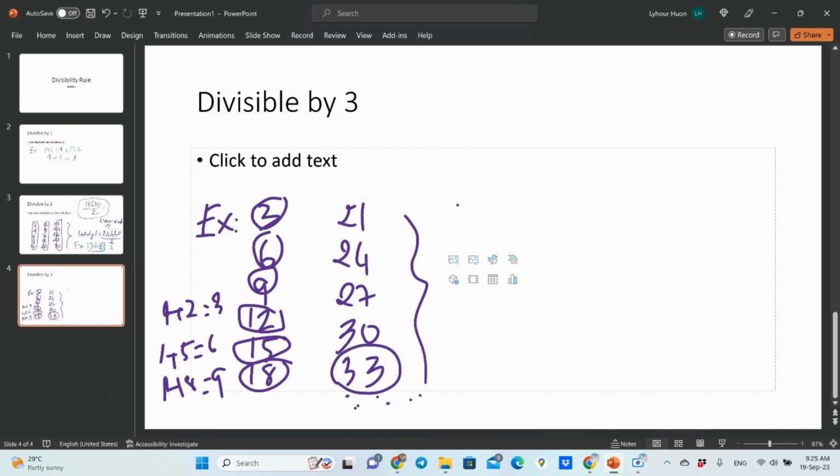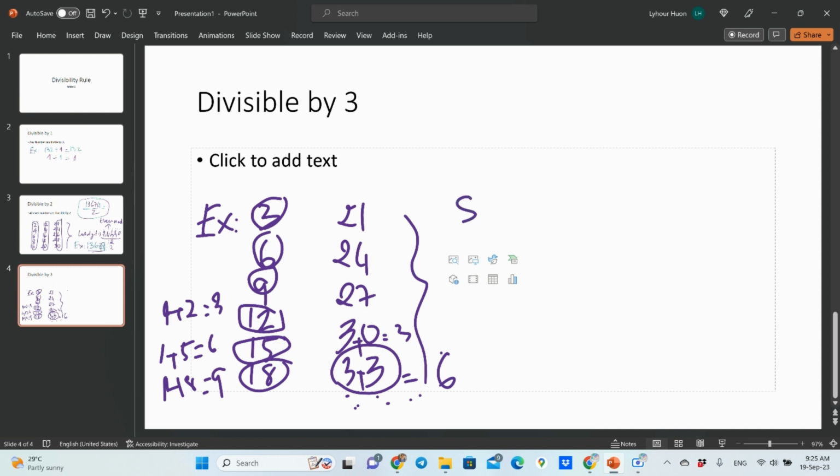When we add those digits, 3 plus 3, three plus three equals six. Then we notice that if we add those digits together, it's always 369, 369.